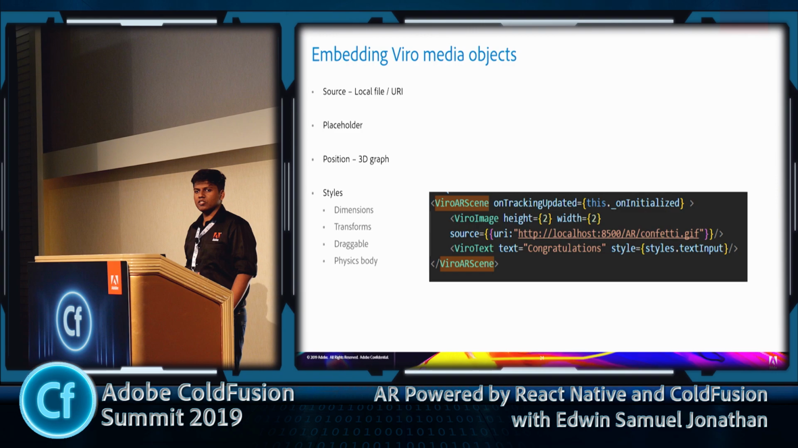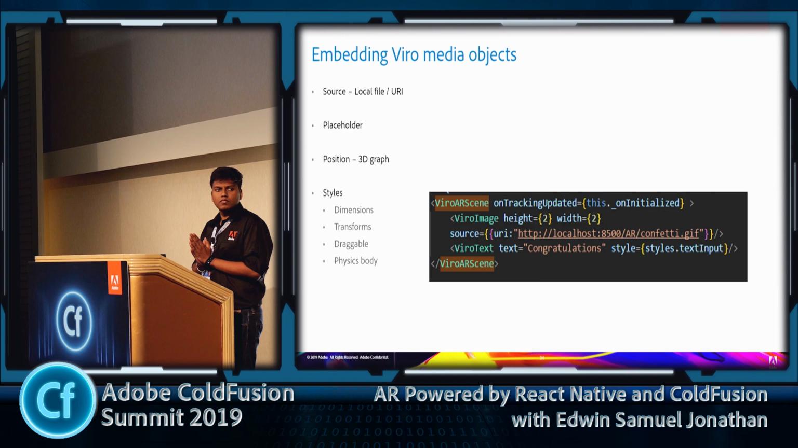As you can see in the code on the right hand side, within my scene I have two very simple components. One is an image of some confetti which is falling from above, just to congratulate you if you reach the end of your present application. And the other is a text saying, congratulations. If you see the source for the particular image, it says URI HTTP localhost 800 confetti virtual. So this is fetching it from a remote resource. You can also pack it into the application and you can call it using your JavaScript's require functionality.